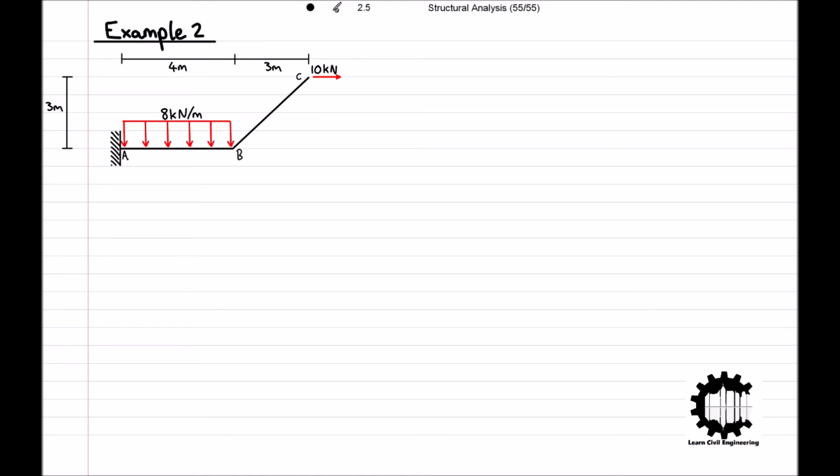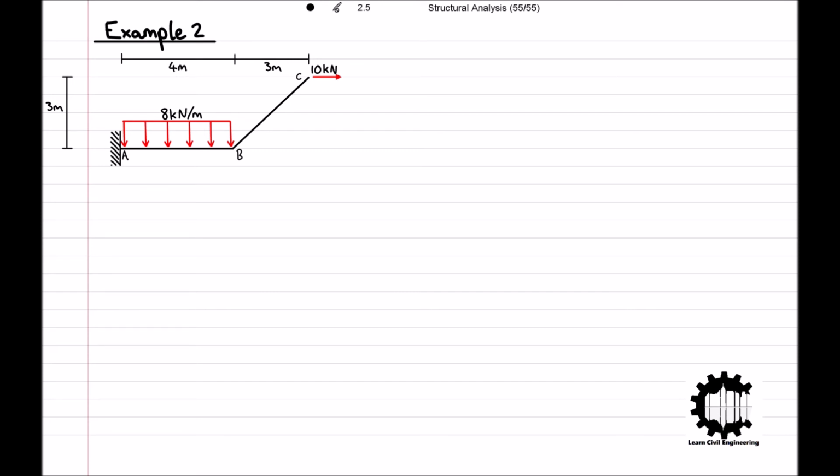This structure is being supported by a fixed support at point A and has a free end at point C. A uniformly distributed load of 8 kilonewtons per metre is being applied in the downwards direction to the entire length of the bar from point A to point B, and a concentrated load is being applied to the free end of the structure at point C. This concentrated load has a magnitude of 10 kilonewtons and is acting in the right direction.